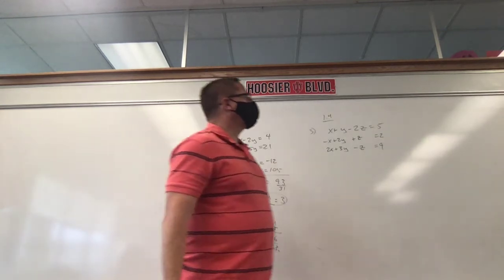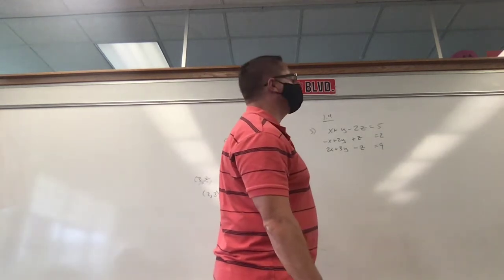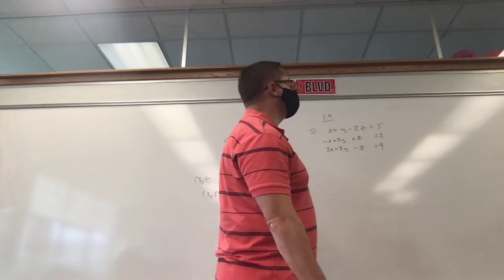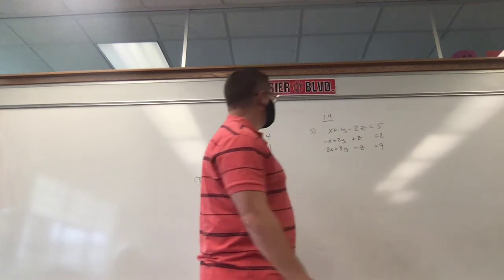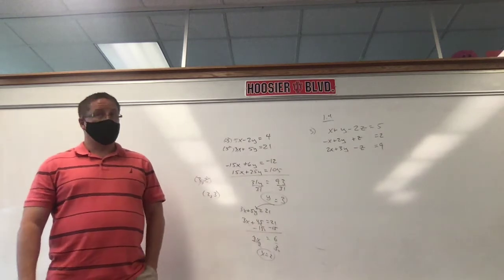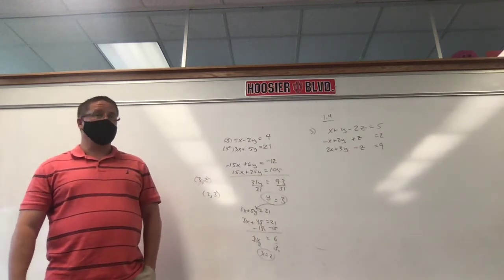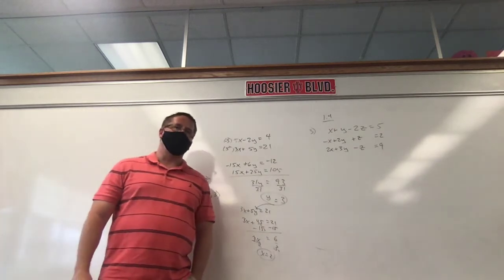So, x plus y minus 2z is 5, 2, 9, negative x plus 2. Is it correct? Yeah. Okay, thank you. Just want to make sure. And I'm going to go through this real slow. I'm not going to speed through this, okay? Because it can lose people really, really quick.